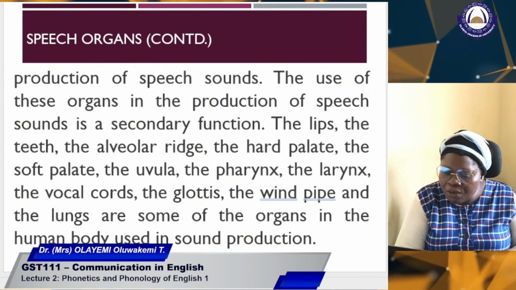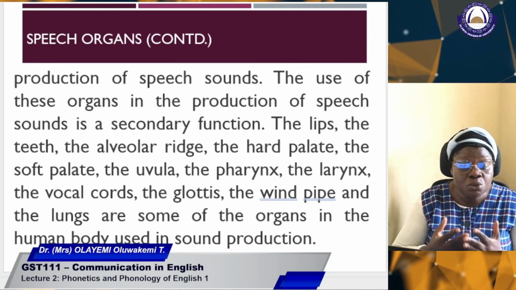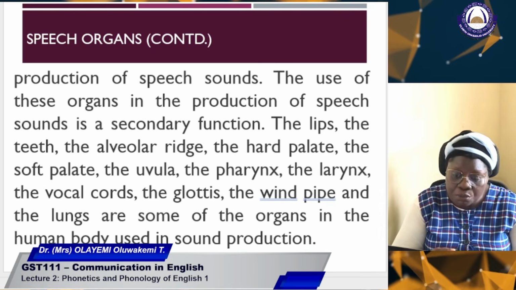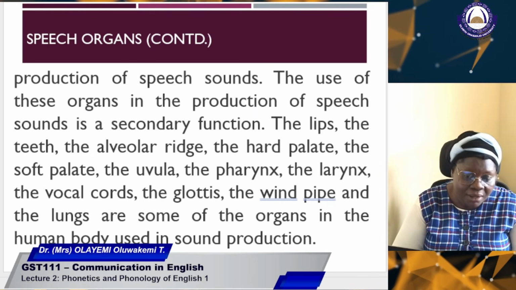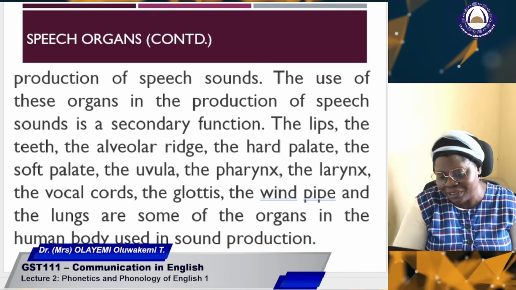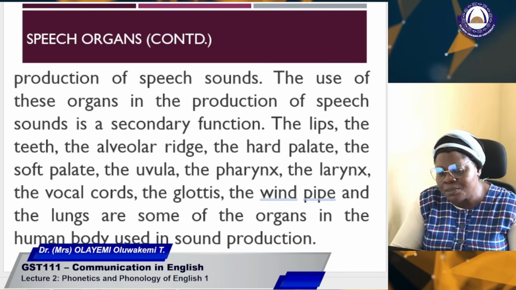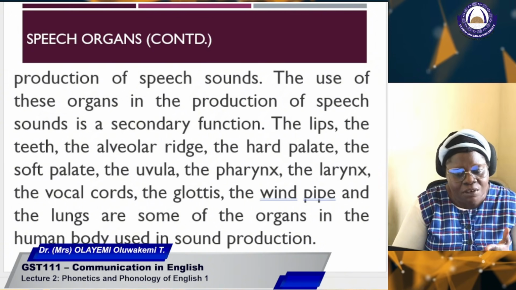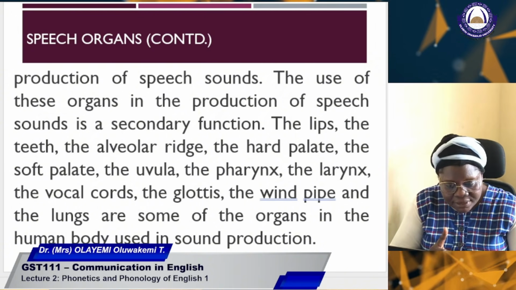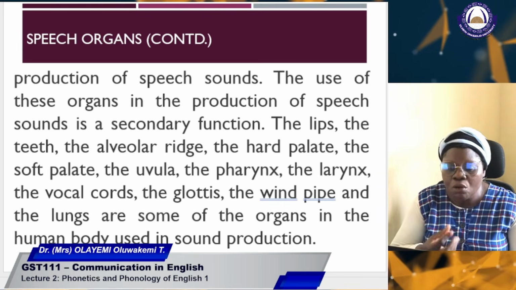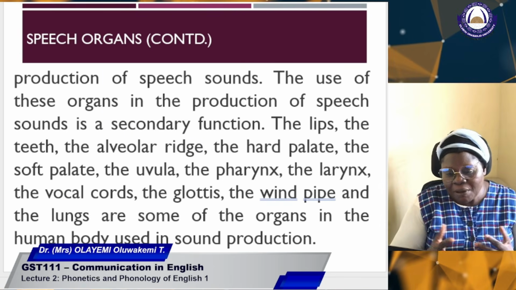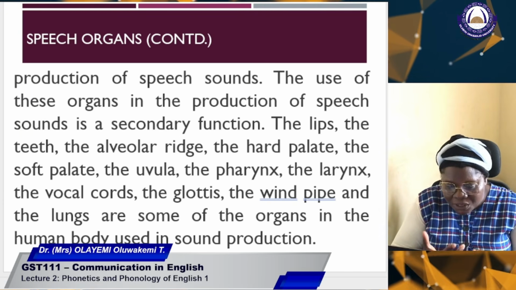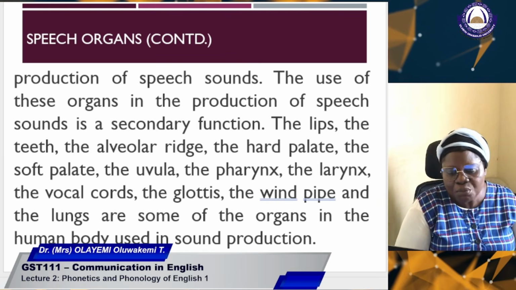So they perform biological functions, and your tongue helps you to taste, to tell you whether a particular food or something that you consume is bitter or sweet or sour. You know what I mean? So these are biological functions. But above that, these speech organs also perform what we call secondary functions. And the secondary function here is the function of speech or sound production. Apart from the fact that you use your mouth to eat, you also do a lot of things with your mouth relating to speech production.